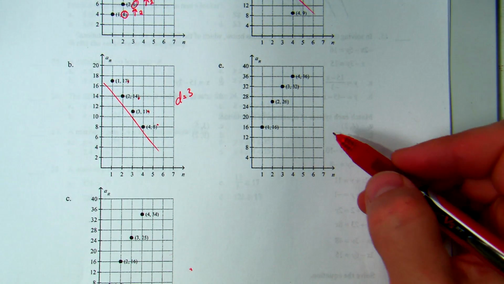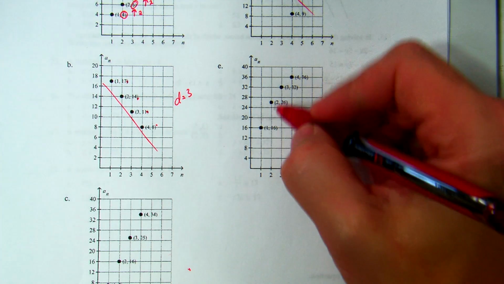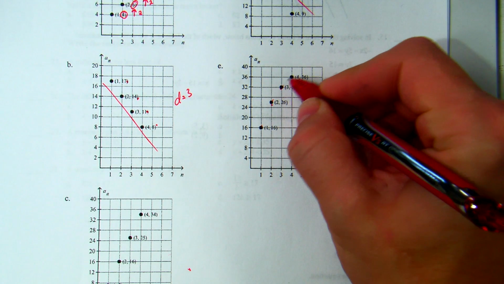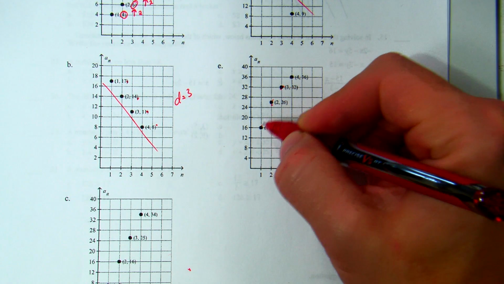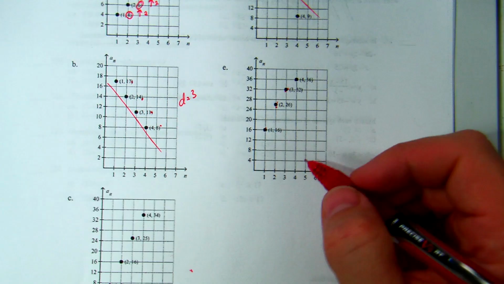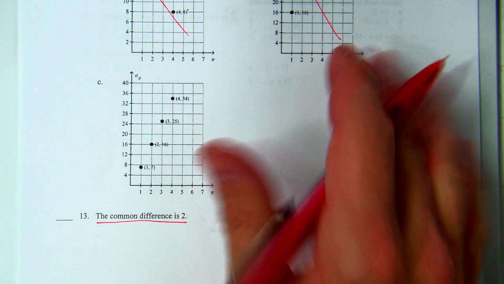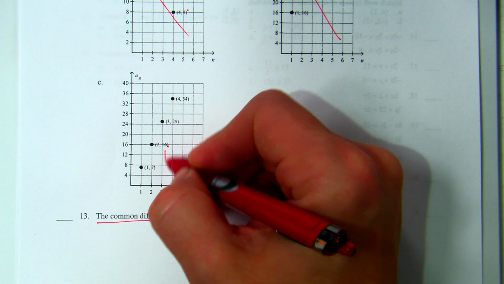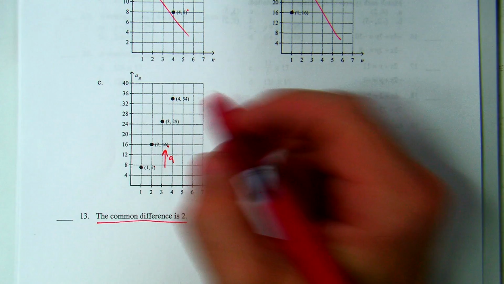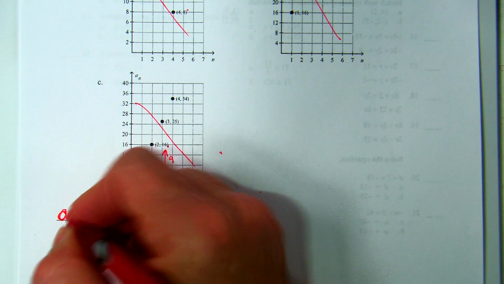E, does E even have a common difference? No, it does not. The difference here is not the same as there or there. In fact, this is not even linear. This is more like a quadratic type equation. And then on C, our last chance, this is going up by 9. So the common difference here is 9. So this is not it. A is, in fact, our answer. It's number 13.